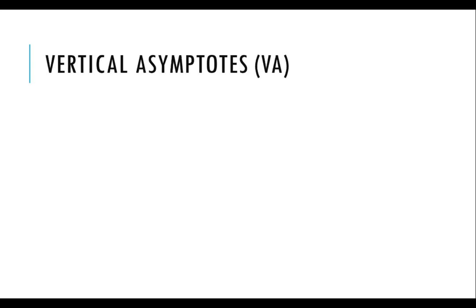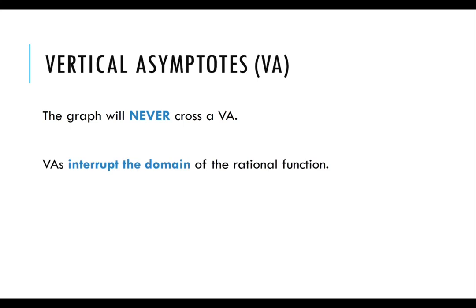So the first type of asymptote that could occur is a vertical asymptote. The deal is that the vertical asymptote will never be crossed. The graph will never cross a vertical asymptote. A vertical asymptote interrupts the domain of a rational function.